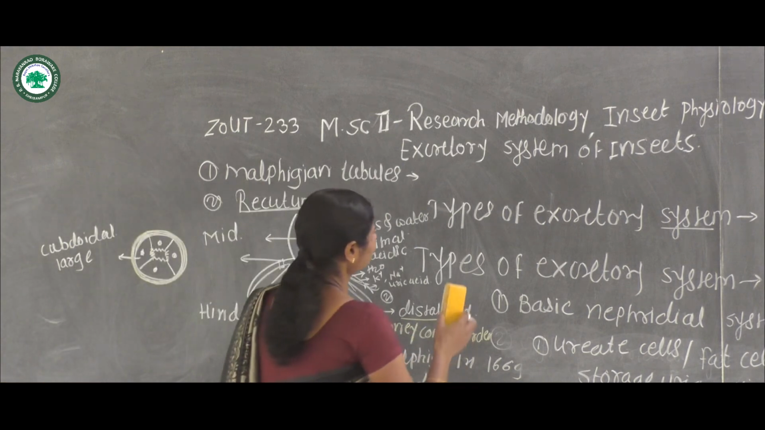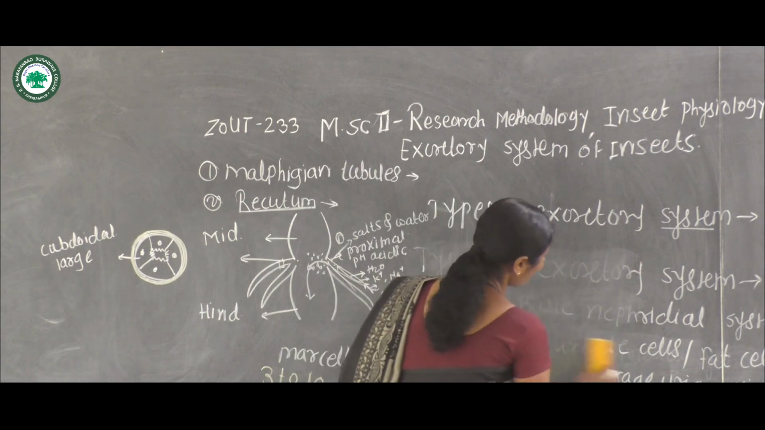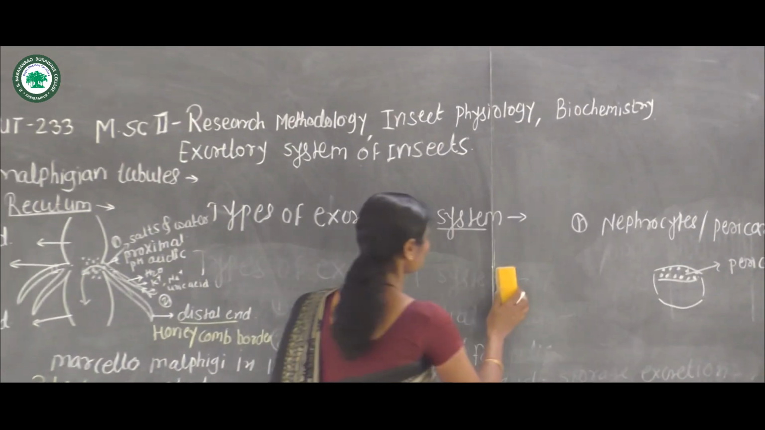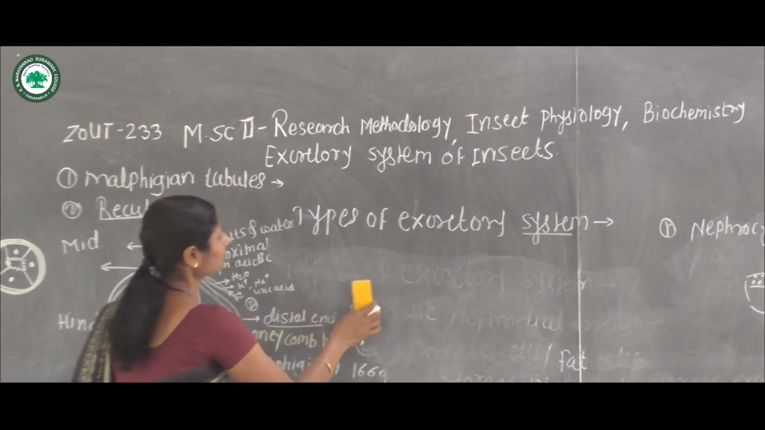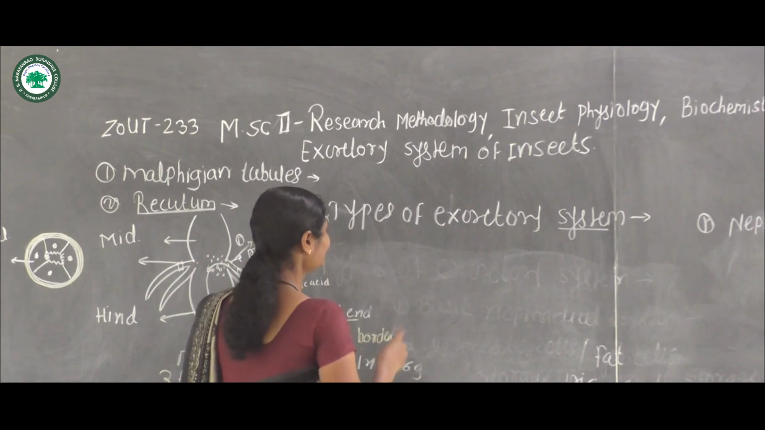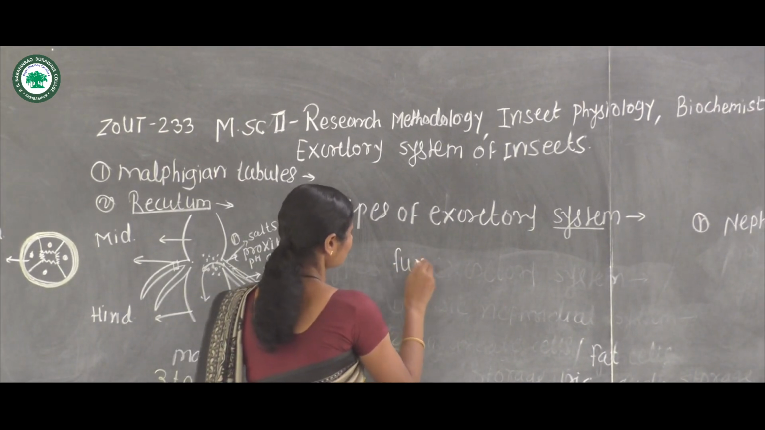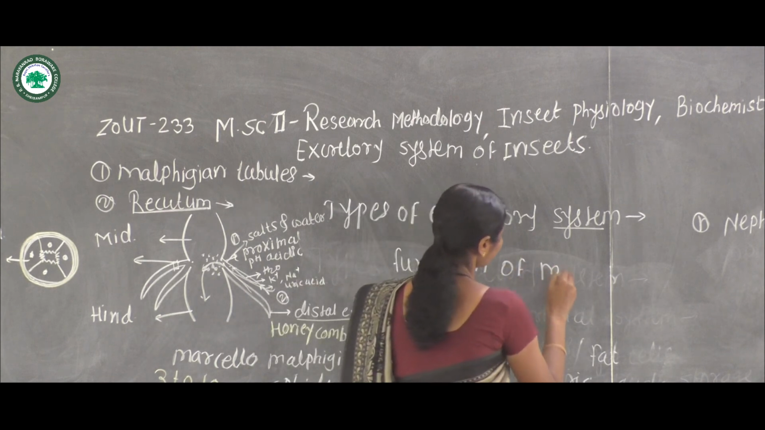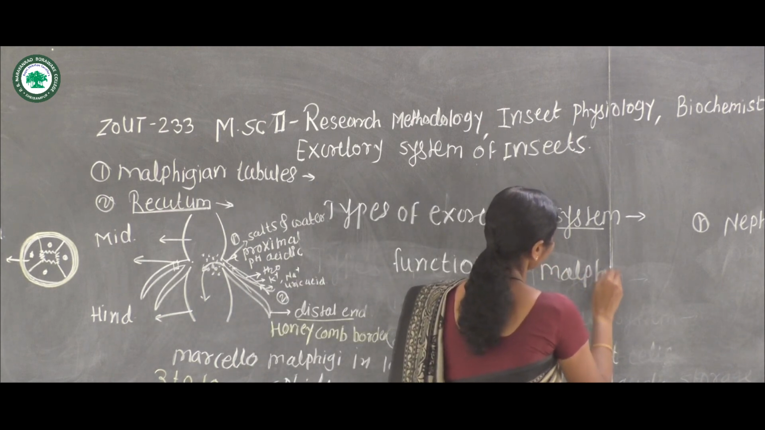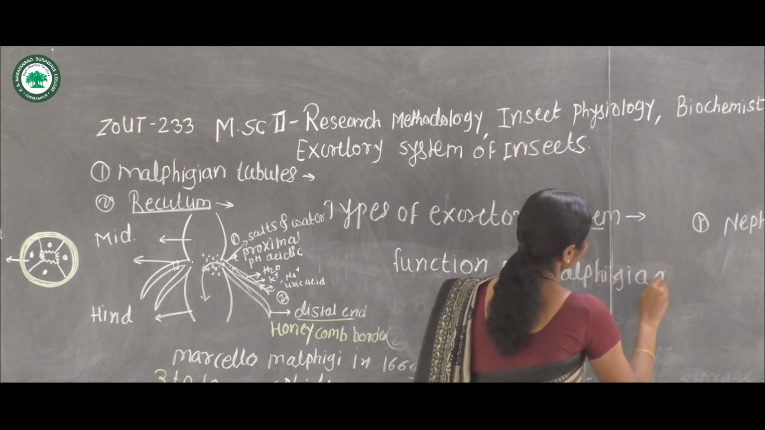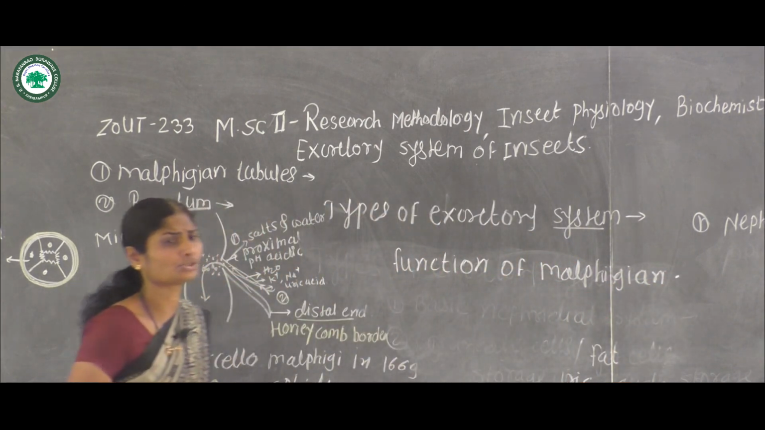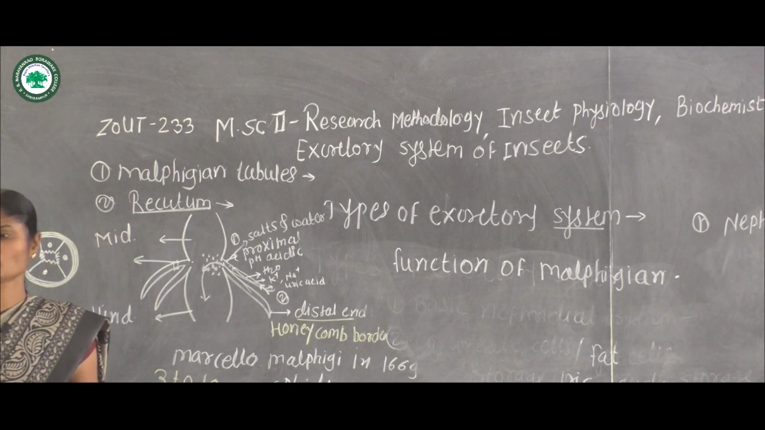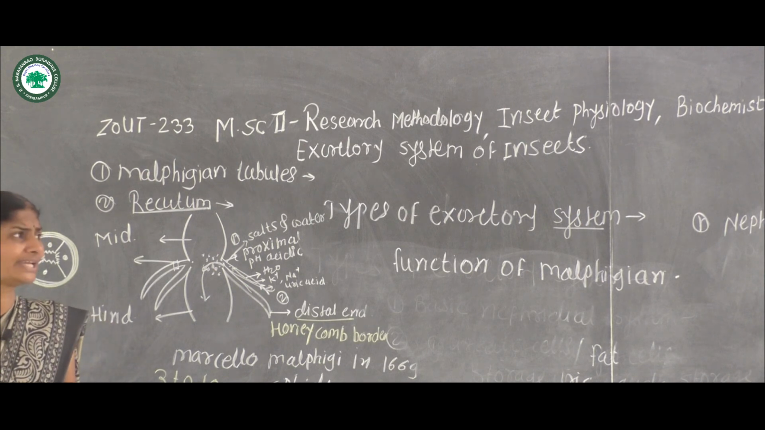Next point is functions of Malpighian tubules. Malpighian tubules are mainly involved in elimination of nitrogenous waste. These are concerned with removal of nitrogenous waste.